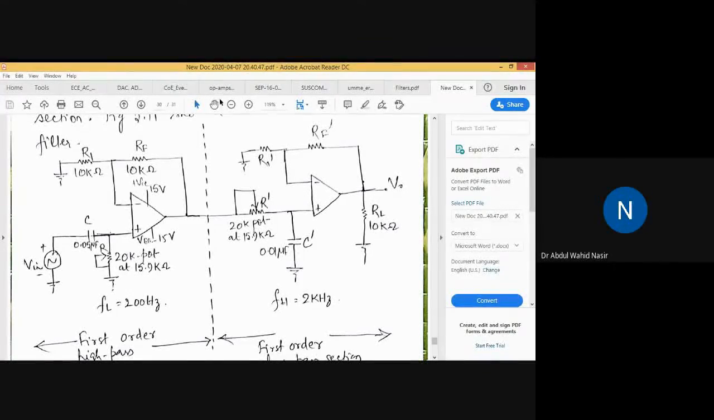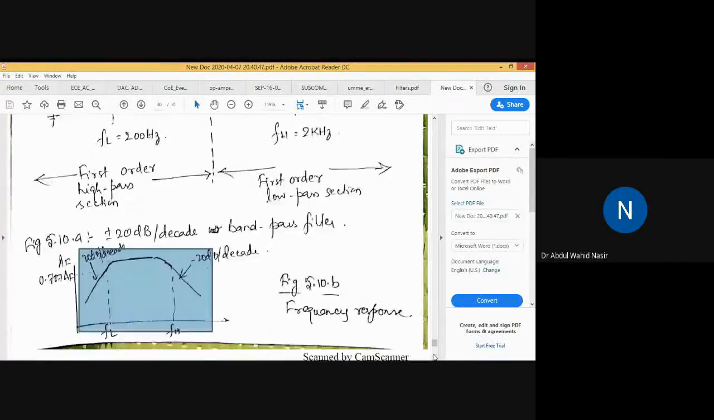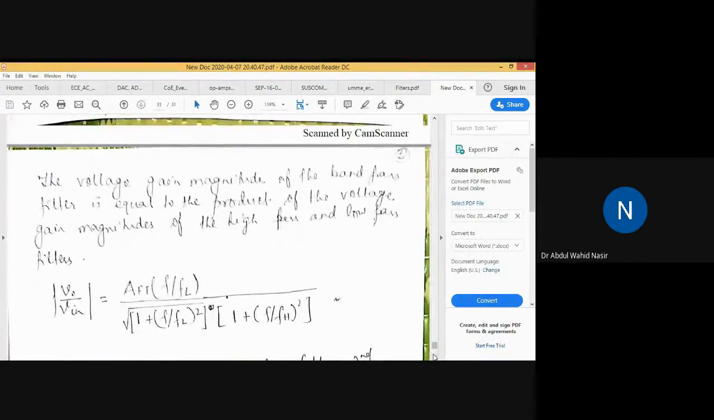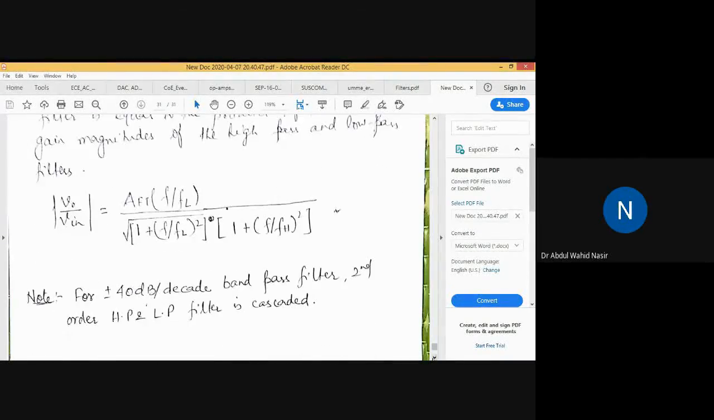For such a circuit, what will be the voltage gain? The voltage gain magnitude of the band pass filter is equal to the product of the voltage gain magnitudes of the high pass and low pass filters. So V naught by V in is equal to AF times (F by FL) divided by root of (1 plus (F by FL) squared), times 1 divided by root of (1 plus (F by FH) squared). So this is the gain equation.